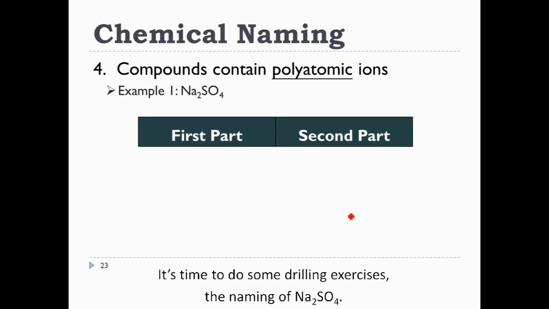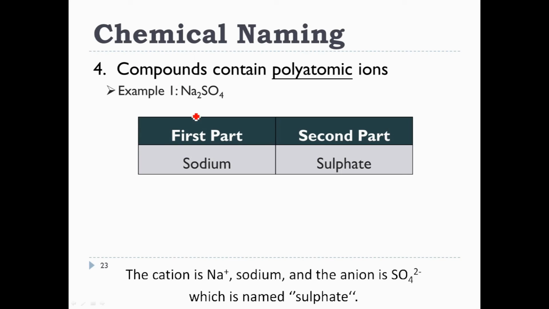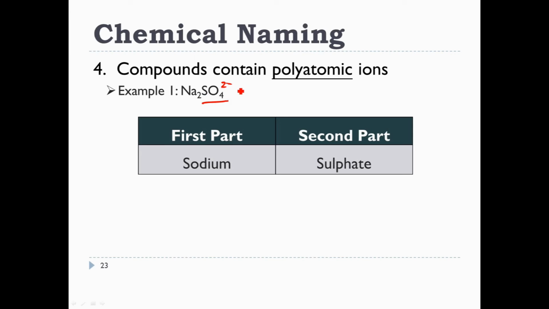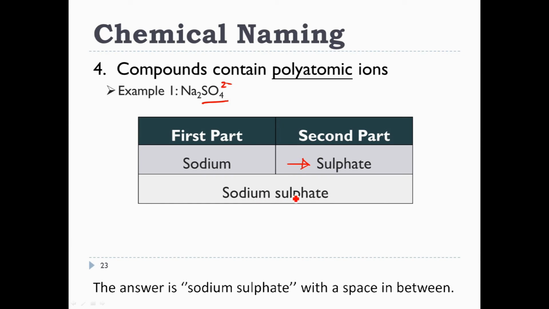The naming of Na2SO4. The cation is Na+, sodium, and the anion is SO4 2-, which is named sulfate. Simply combine their names without making any changes to the second part. The answer is sodium sulfate, with a space in between.